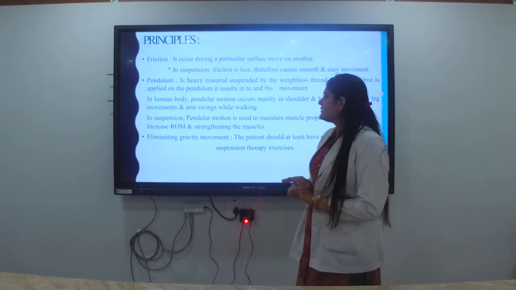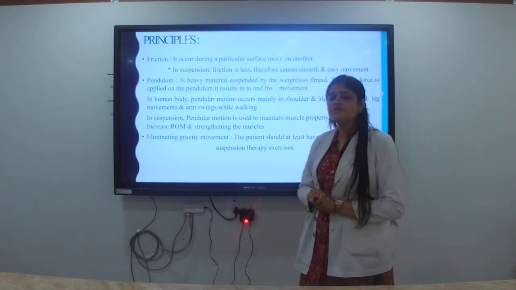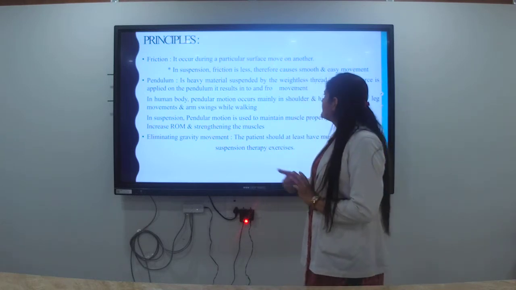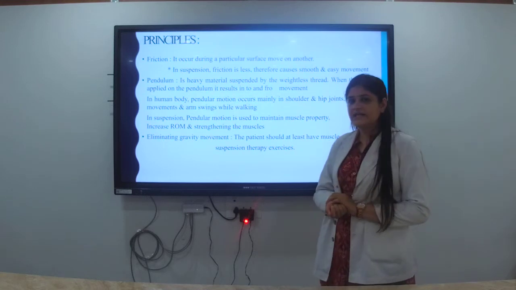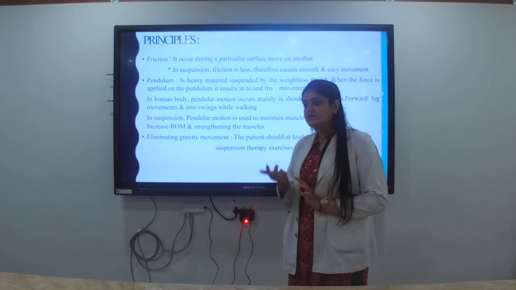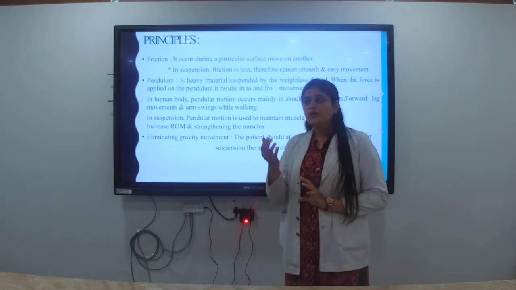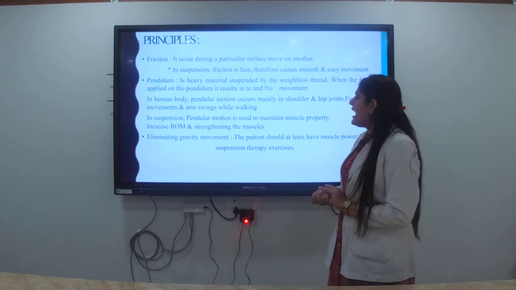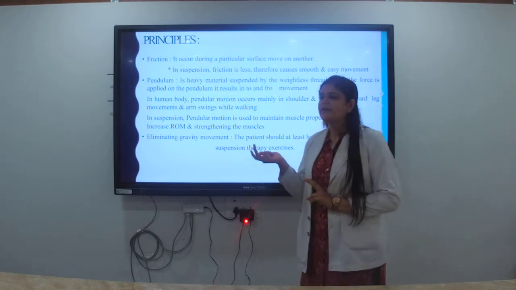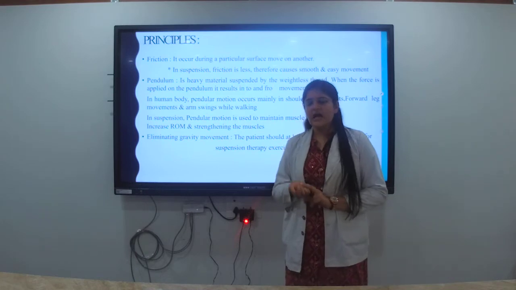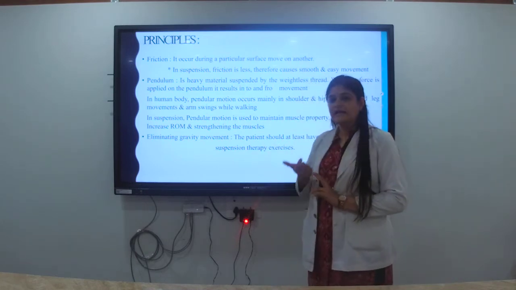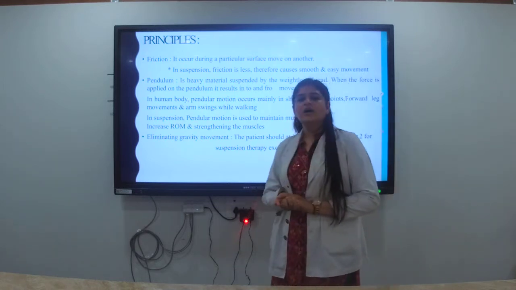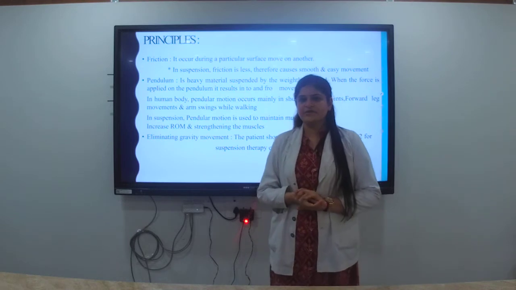So we will quickly revise the 3 principles on which suspension therapy is based. First was the principle of friction. If the friction is less, therefore the movement becomes smooth and easy. Also, the friction is used to stabilize the joint while it is suspended using the ropes and the cleats. Second was pendulum, in which in the human body, we see the 2 pendular motions, that is in the arms and in the legs. Pendular force is also the kind of force and a type of suspension that we will be seeing further. And third is the eliminating gravity movement, which can be brought about by using the suspension therapy.